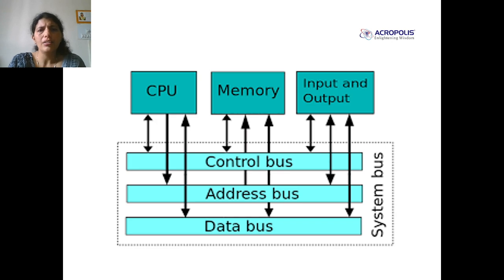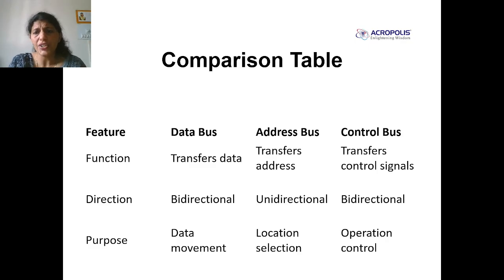Now the next topic is important, that is the buses, meaning how the CPU, memory, and input and output are all connected. We have three types of buses: control bus, address bus and data bus. The control bus transfers the control signals, the address bus transfers the addresses, and the data bus transfers the data. The direction of the data bus is bidirectional, the address bus is unidirectional, and the control bus is bidirectional.